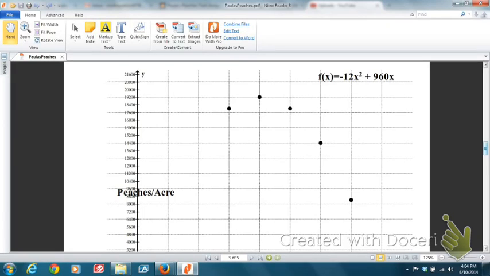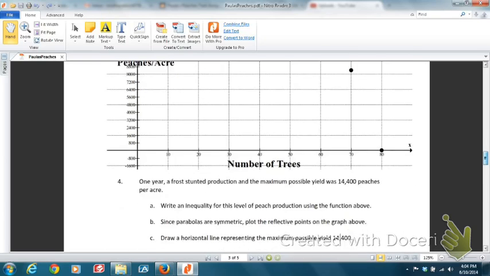Okay, this is number 4. Number 4 gives us this graph, and we see some points. These are the discrete points of our parabola, and each one of these points represents a tree. And we still have our equation, f of x equals negative 12x squared plus 960x. Your y-axis would still be your peaches per acre, and your x-axis would still be number of trees.